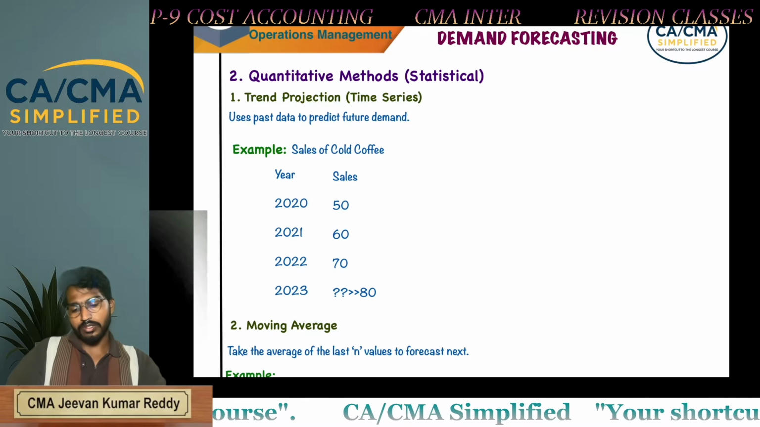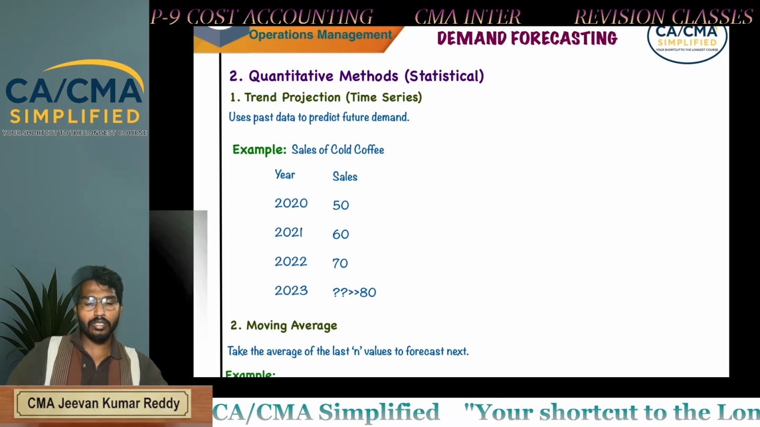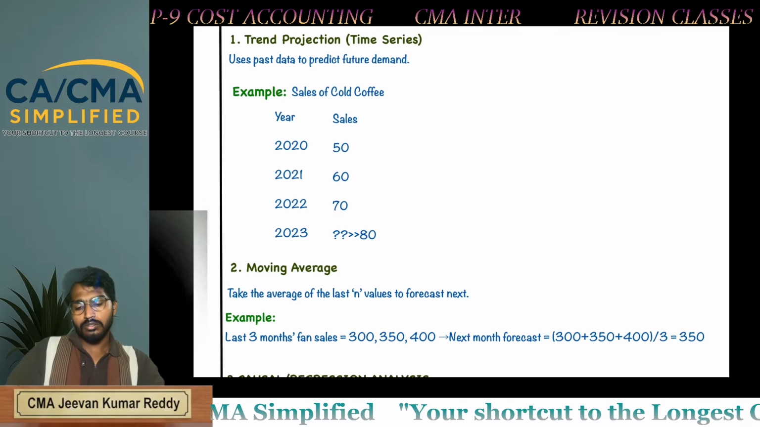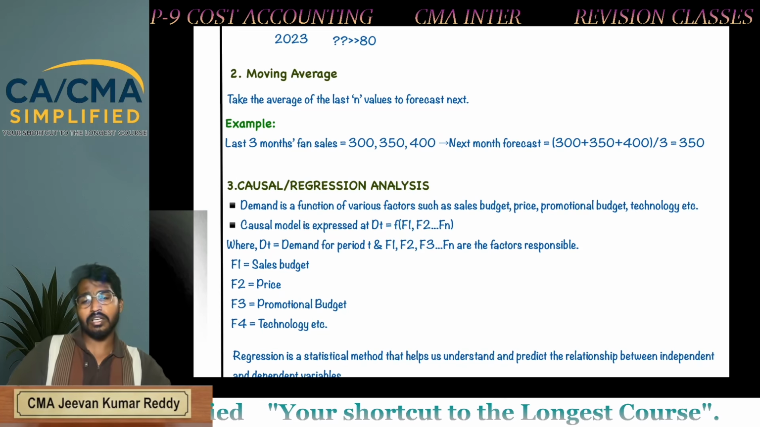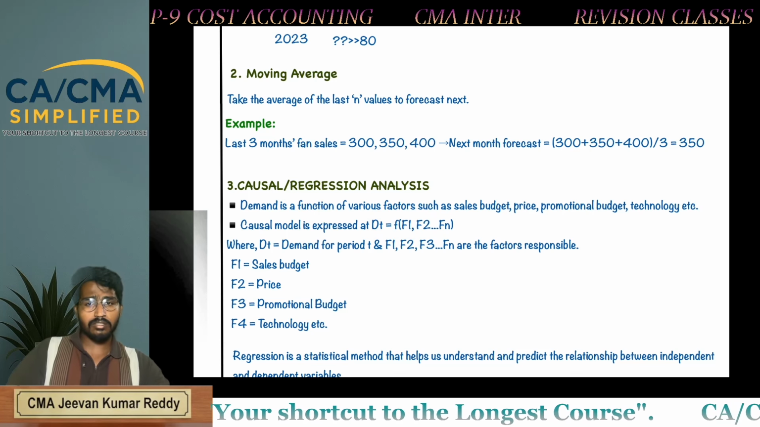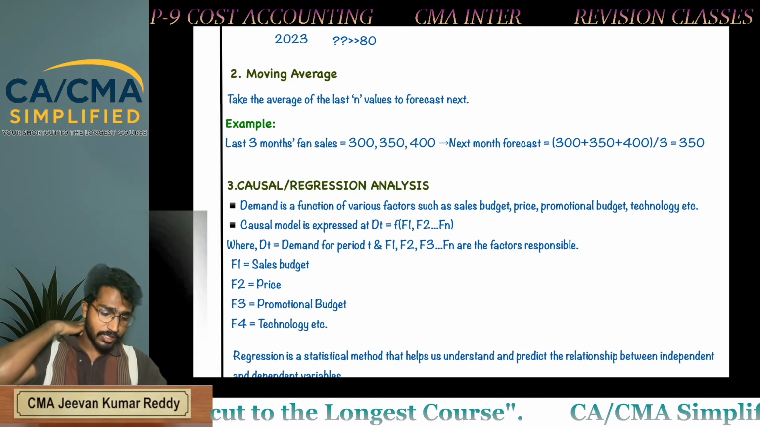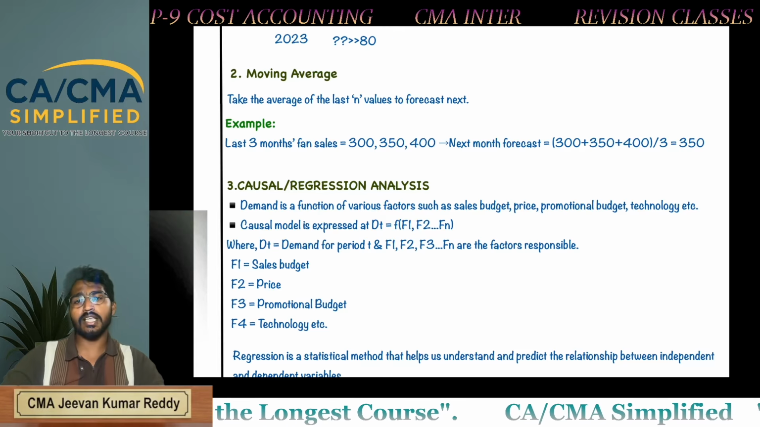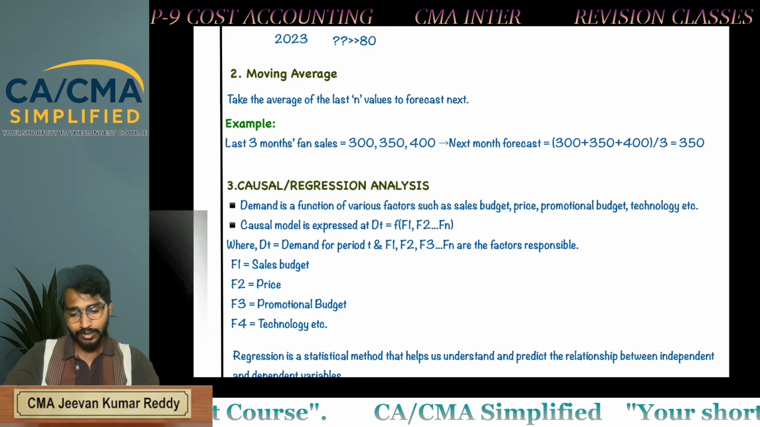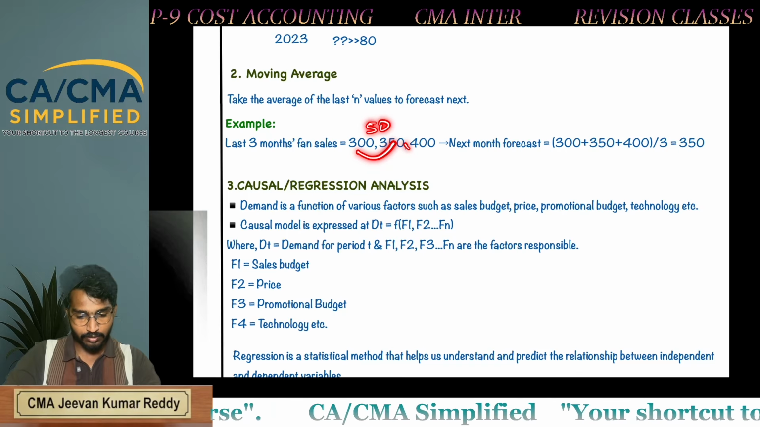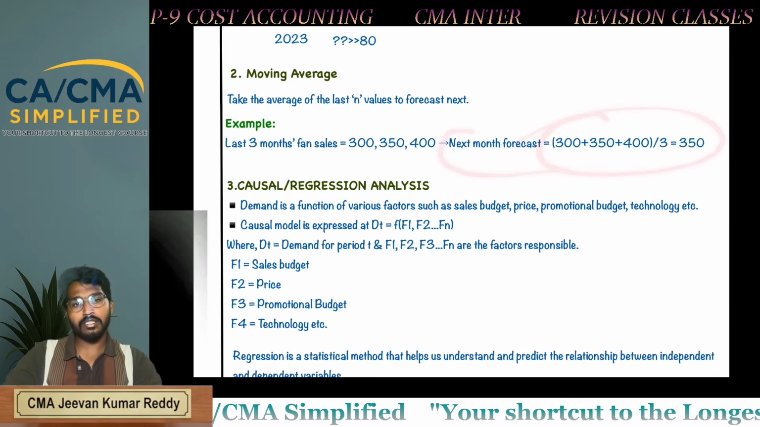quantitative methods. So trend prediction, that means how sales are going. Are the sales going upward year by year or downward? Next, causal regression, moving averages. Another one is simple average, another is weighted average, and another is moving average. Moving average method means how much change is happening year by year, how much change is going to happen. Here the difference is 50, here it is also 50. So what they did here is simple average.